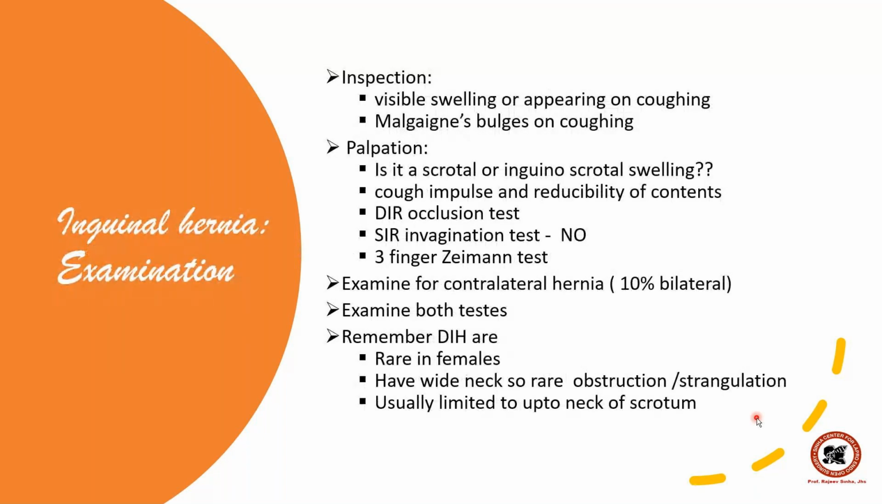But how do you examine a patient with inguinal hernia? What is important is inspection. On inspection, a visible swelling per se, or a visible swelling appearing on asking the patient to cough. Along with the visible swelling, you may also be able to see a Malgaigne's bulge, which are areas of weakening in the lower abdominal wall, which, when the patient coughs, are protruding out. Not a definite sac, but areas of protrusion.